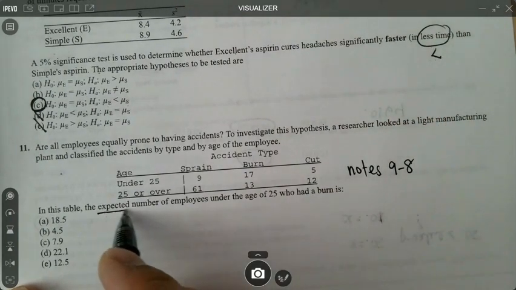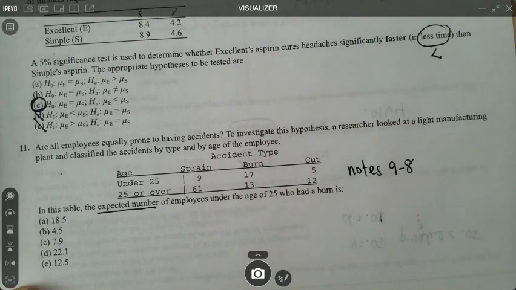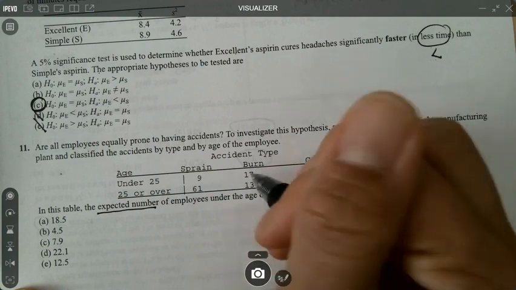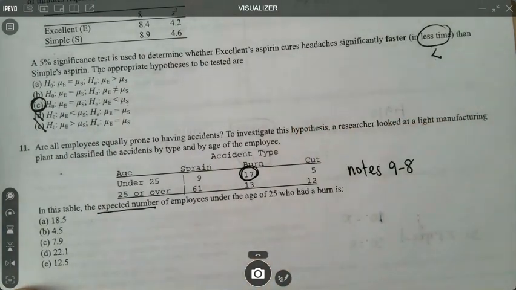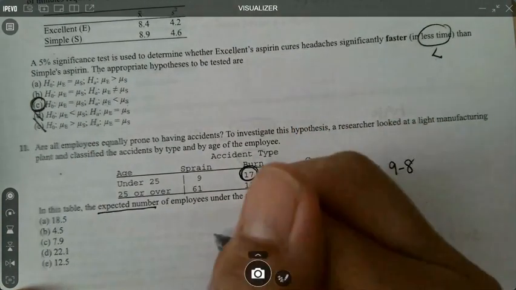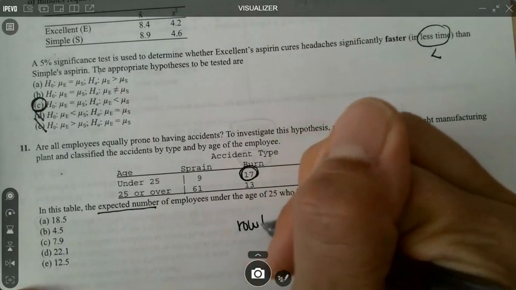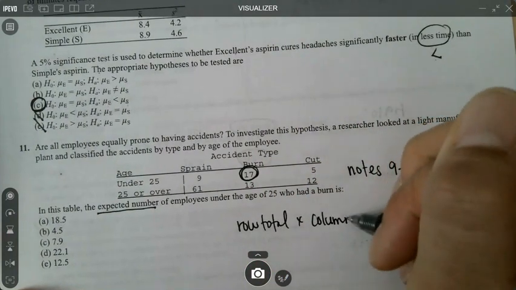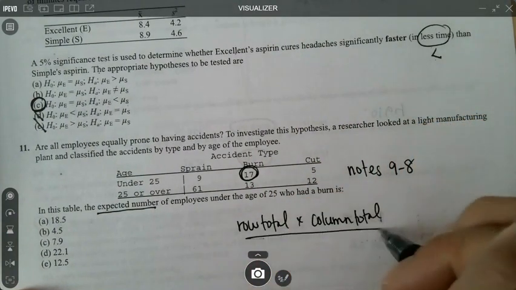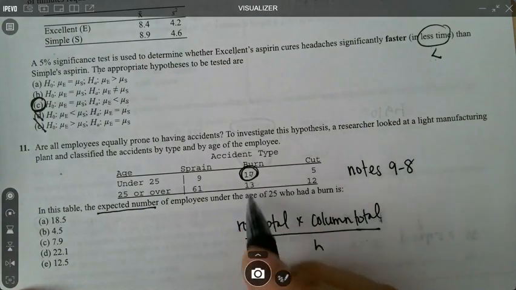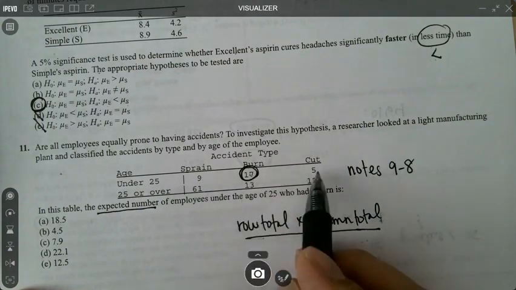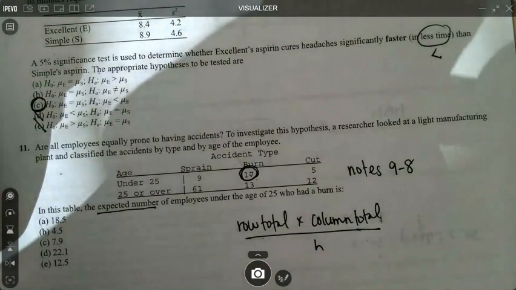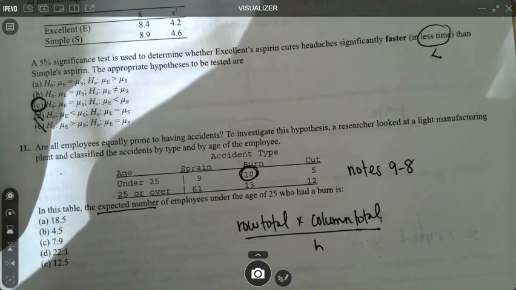It's asking us to find the expected number of employees under the age of 25 who had a burn. So we're looking for the expected count for this particular cell. Remember, for the expected count we do row total times column total divided by n. Our row total is 9 plus 17 plus 5, which is 31.